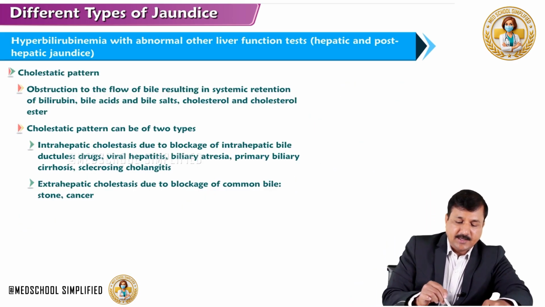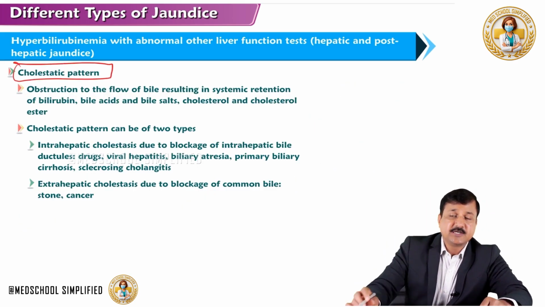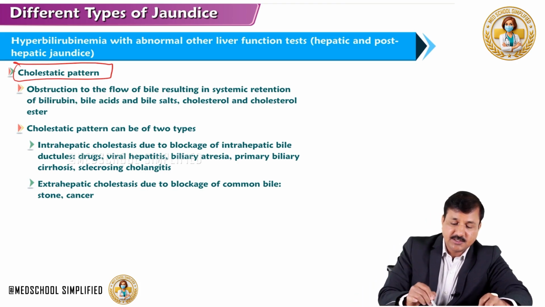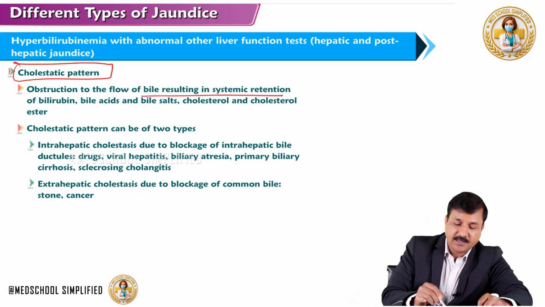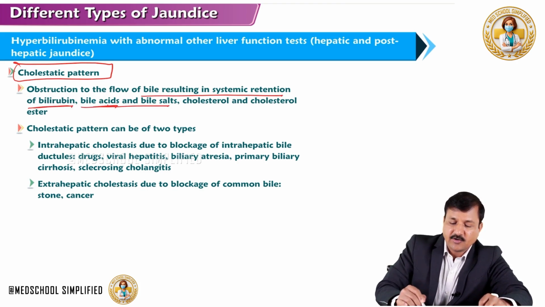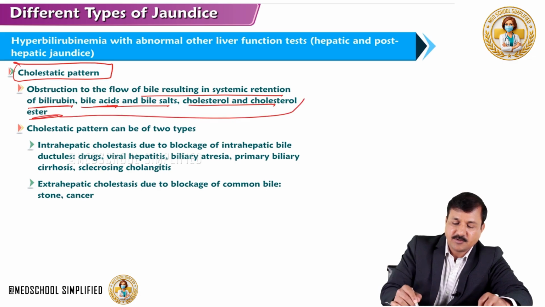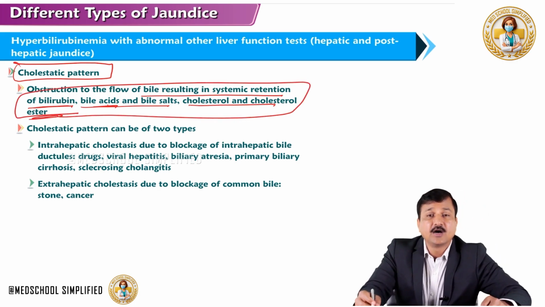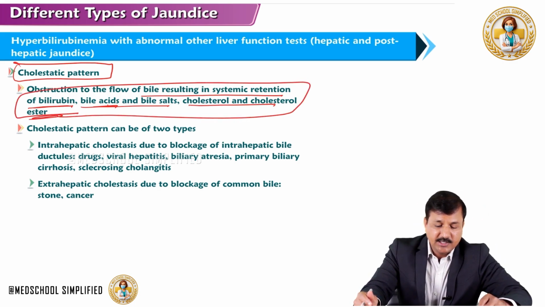Coming to the cholestatic pattern of jaundice, meaning the obstructive pattern. Obstruction to the flow of bile results in systemic retention of bilirubin, bile acids, bile salts, cholesterol and cholesterol esters. All these molecules will tend to accumulate, and accumulation of these things may lead to certain signs and symptoms.